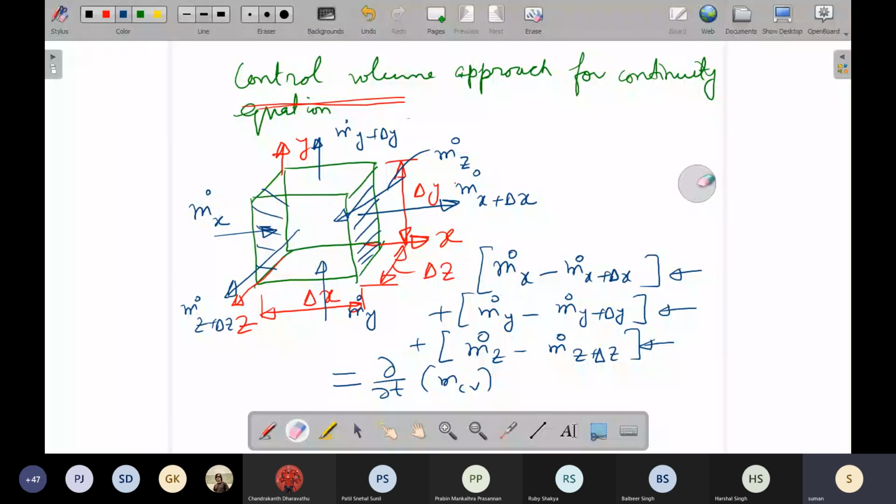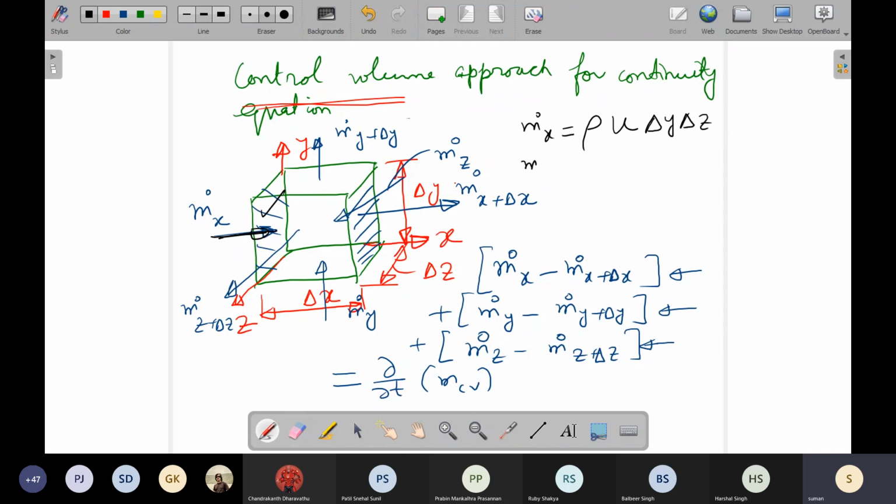So what is m dot x? Let us write it somewhere. So m dot x. What is the mass flow rate through this hatched phase? Mass flow rate is density into the volume flow rate. Volume flow rate is the velocity normal to this phase, that is u, because that is only giving rise to the mass flow rate. So velocity perpendicular to the yz plane is the only contributory velocity to the mass flow rate through that plane, and that is the x component of velocity. So u, velocity, into the area, so delta y into delta z.